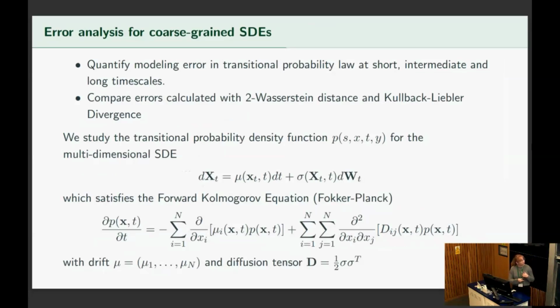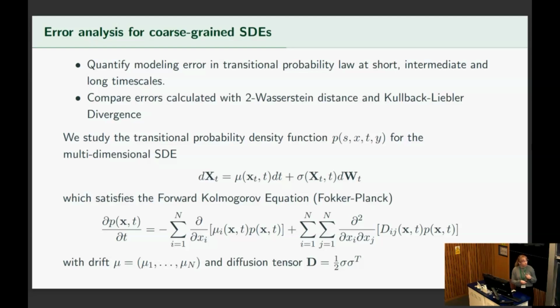And the approach for this work is that we define modeling error using transitional probability laws. So trying to quantify and make sure that our coarse-grained approach matches the full dynamics in probability law at short, intermediate, and long timescales. So not just accurate at equilibrium, but at all timescales. And we do this by comparing the errors in the transitional probability laws with 2-Wasserstein distance and the Kullback-Leibler divergence. And I have the equations here for what the transitional probability density function looks like. It's a function that solves the Fokker-Planck equation.